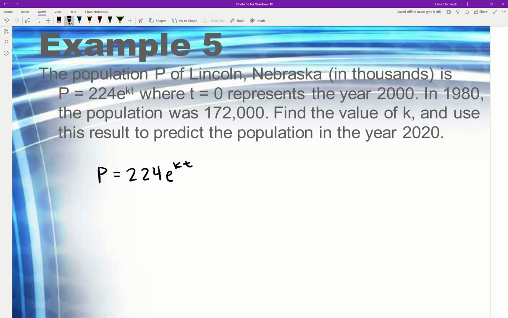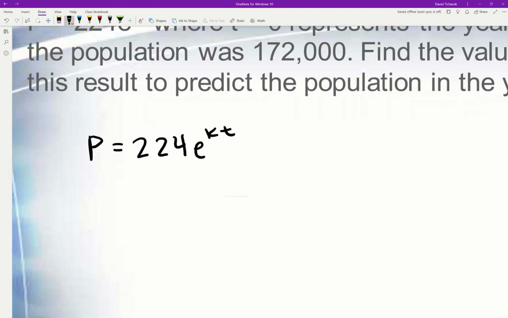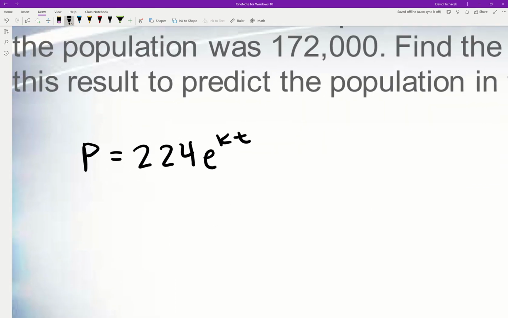Okay, now think with me here for a second, right? Because if T being equal to 0 corresponds to 2000, if we go 20 years prior to that, then T is actually going to be represented by negative 20. Okay, and so if we were to go ahead and do that, we need to go ahead and go through and actually figure out what that growth factor is. What is K? Okay. Well, they told us here that in 1980 the population was 172,000.